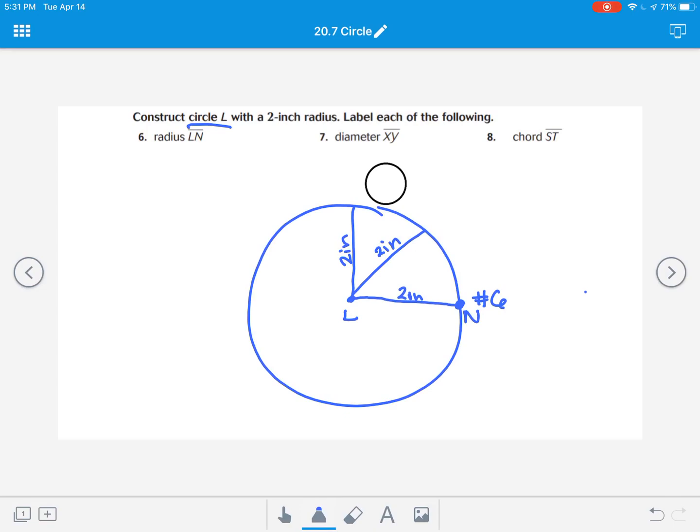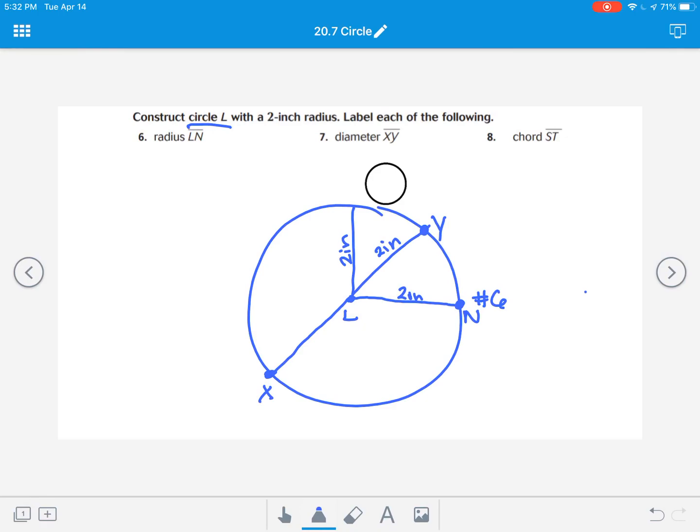All right, number 7, the diameter needs to be XY. So I'm going to go ahead and connect that with another radius that I start doing. I'm going to just continue this one over here. I'm going to dot my endpoints on the edge of the circle, and the diameter this time needs to be XY for the label. So remember, the diameter is the chord that stretches all the way across the circle, crossing at the center point.